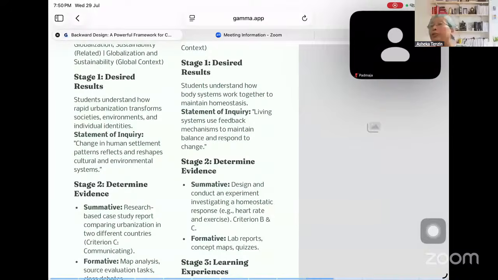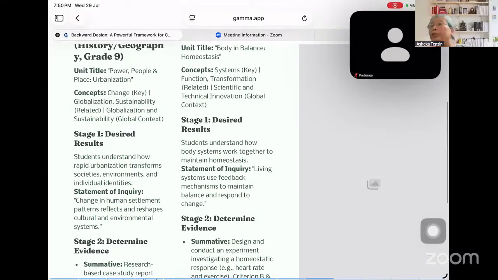Yeah. So now, if that is my assessment, then what would be my concept that I'm going to teach? Of course, because it is homeostasis and body, it's about body system. I will be talking about systems. That will be my key concept.